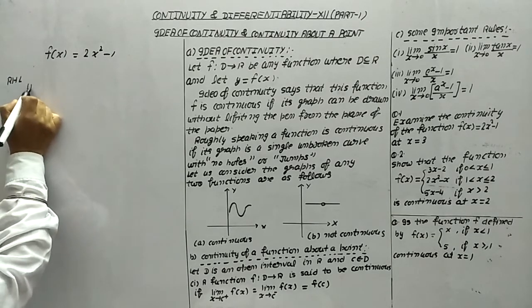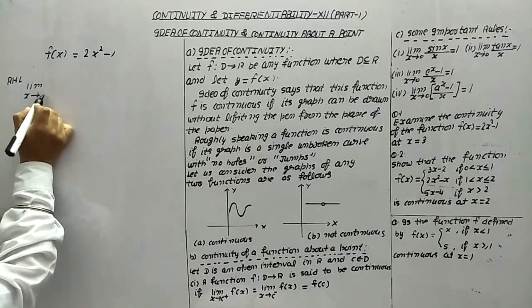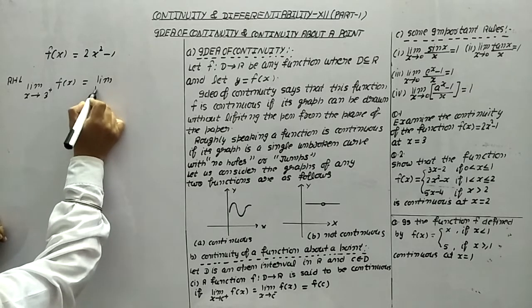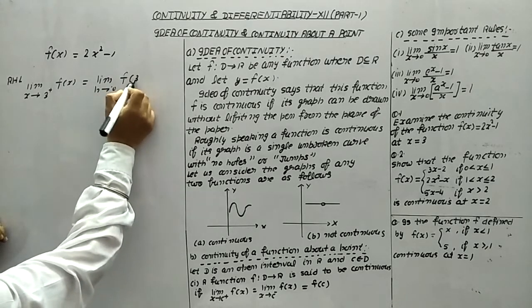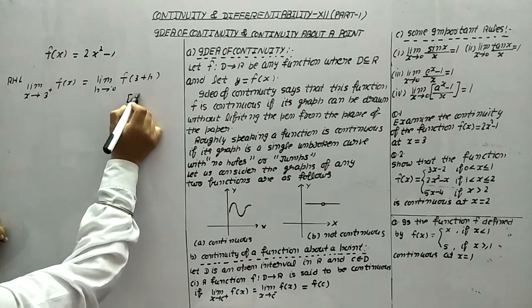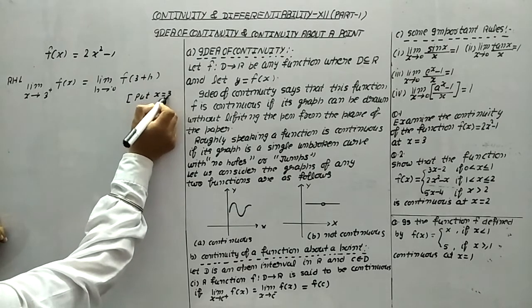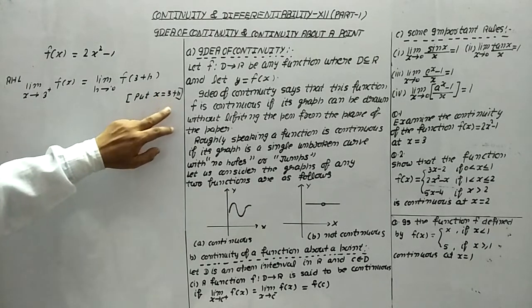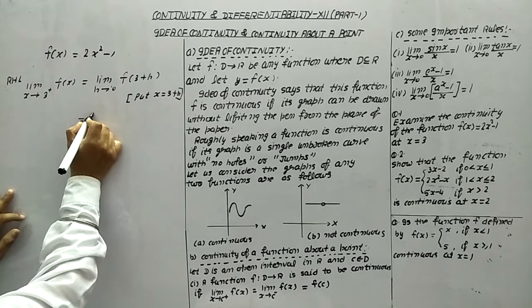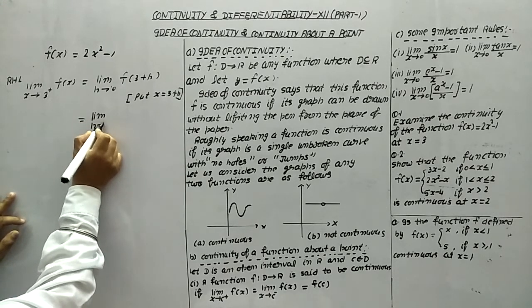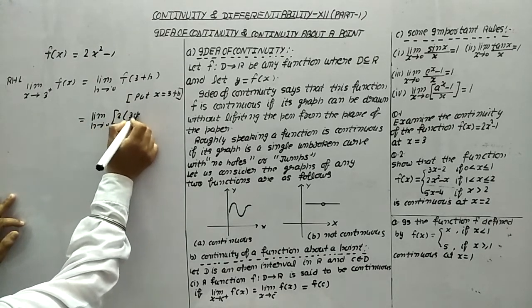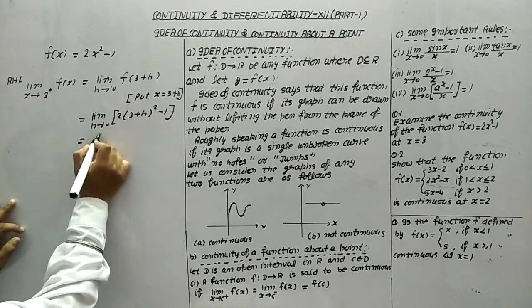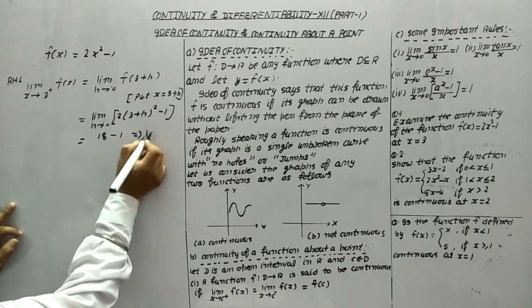In the right hand limit, as you know very well, we did in 11th class, limit x tends to 3 plus f(x) must be equal to limit h tends to 0 of f(3 plus h). What we are doing here is putting x equals 3 plus h. If we do so, when x tends to 3, h tends to 0. So this function becomes limit h tends to 0 of 2 into (3 plus h) whole square minus 1. Now as h tends to 0, this becomes 18 minus 1, which is equal to 17.